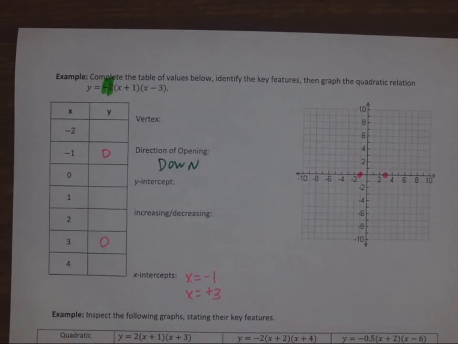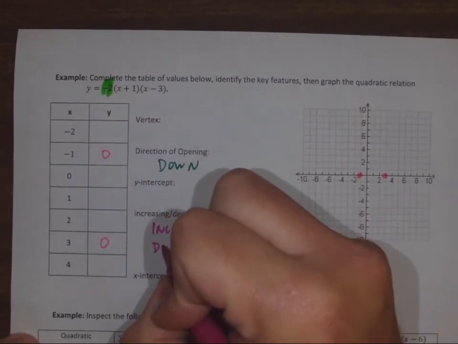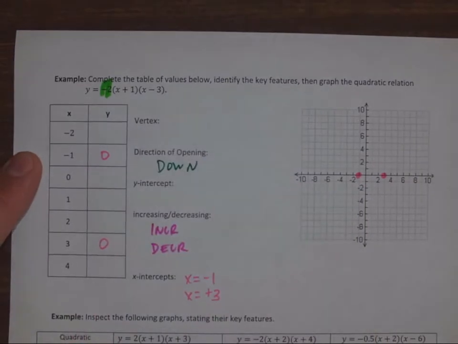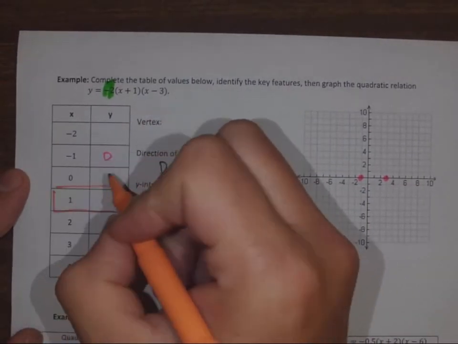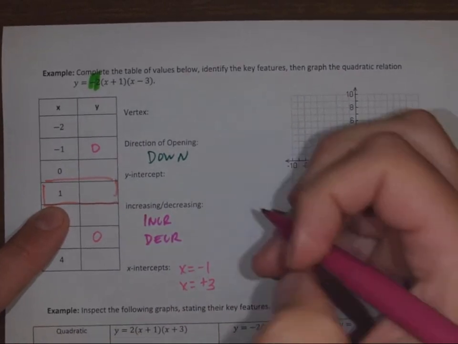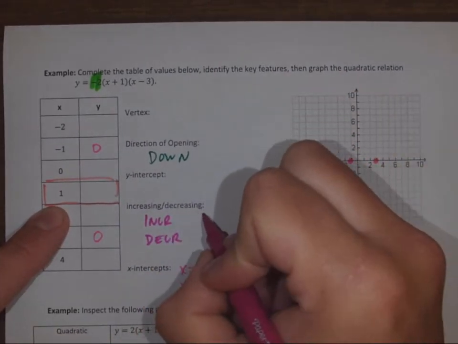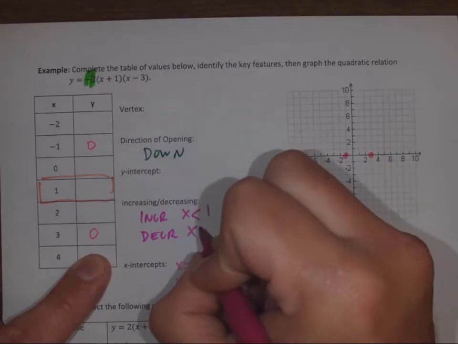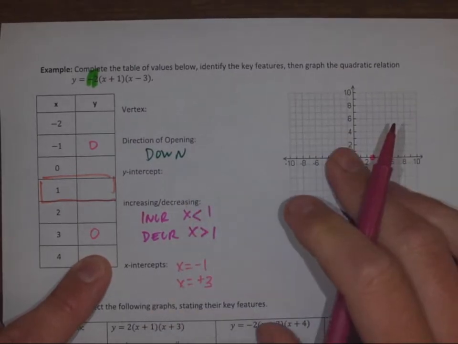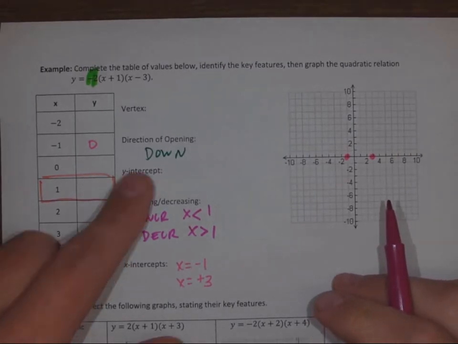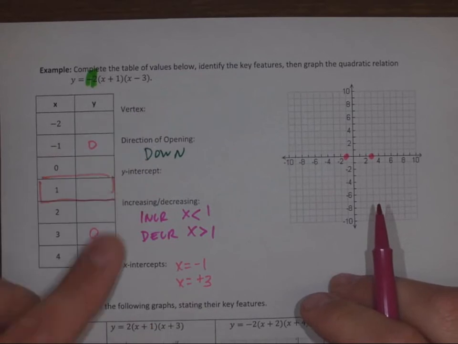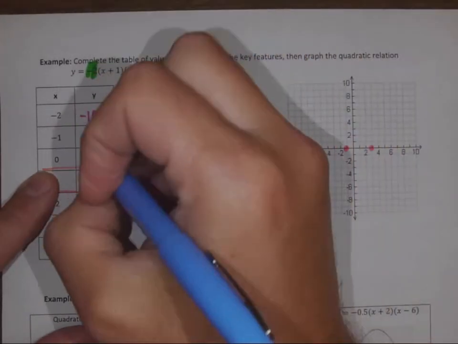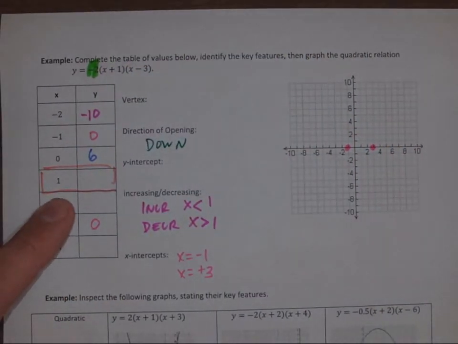Because it opens down, it's going to increase first and then decrease from the vertex. And so if I look, the middle, there's my vertex right here. I don't know the value yet, but I know the x value of 1, so it's going to increase when x is less than 1 or on the left of 1, and it's going to decrease, go back downhill when x is greater than 1 or to the right of 1. Okay? As I now fill in the rest, I'm going to sub in when x is -2, do the math, and I have -10. I have when x is 0, I'm going to have 6. And then I could follow a pattern to fill out the rest.